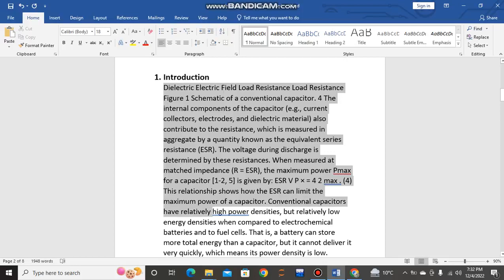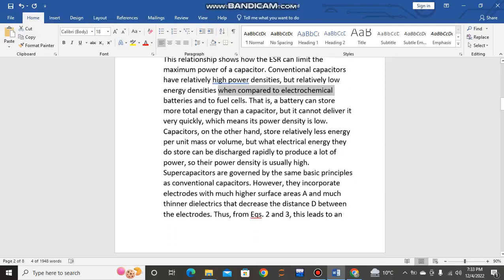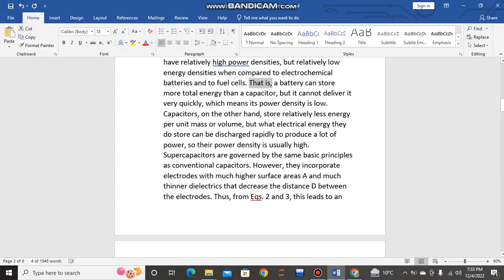Conventional capacitors have relatively high power densities but relatively low energy densities when compared to the electrochemical batteries and to fuel cells. That is, a battery can store more total energy than a capacitor, but it cannot deliver it very quickly, which means its power density is low. Capacitors, on the other hand, store relatively less energy per unit of mass or volume, but what electrical energy they do store can be discharged rapidly to produce a lot of power. So their power density is usually high.